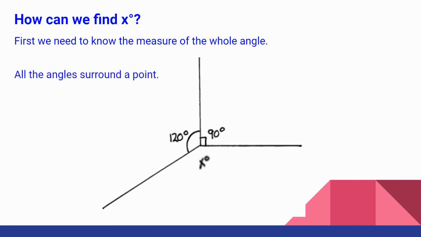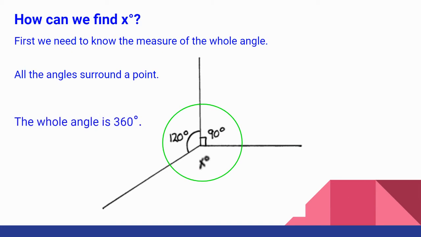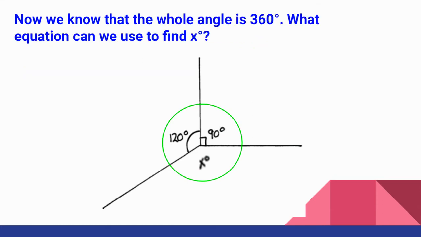Well, here's a clue. All the angles surround a point. Here's another clue. Take a look at that circle. How many degrees make up a circle? Our whole angle is 360 degrees. So if we have angles that are surrounding a point, we know that the total will be 360 degrees. So knowing that the whole angle is 360 degrees, what equation can we use to find X degrees? Think about that.